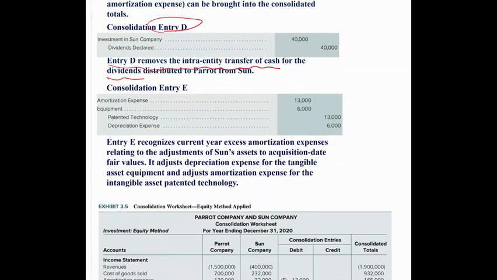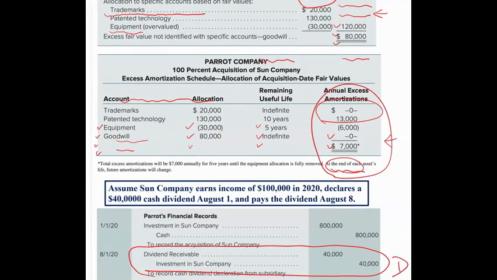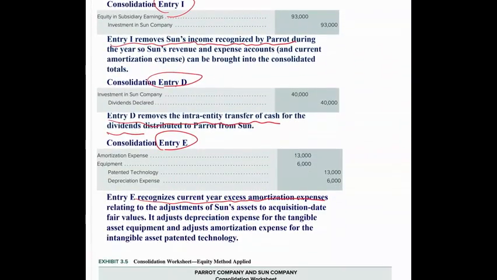And the next one is consolidation entry E. Consolidation entry E is to recognize the current year excess amortization expense, which is prepared in this schedule. So basically, we recognize those excess annual amortizations related to patent technology and equipment. Okay, that's entry E. So I have the debit to amortization expense related to patent technology, and then depreciation related to equipment. The reason we credit depreciation is because the equipment is overvalued.